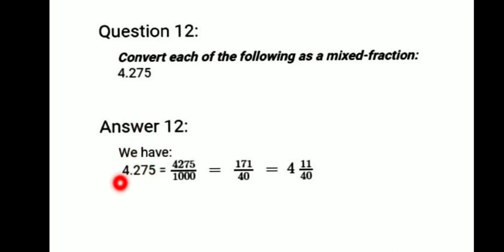4.275. We have 4.275 is equal to 4275 upon 1000, and it is divisible by 25. Okay, it is divisible by the table of 25. So the simplest form should be 171 upon 40.